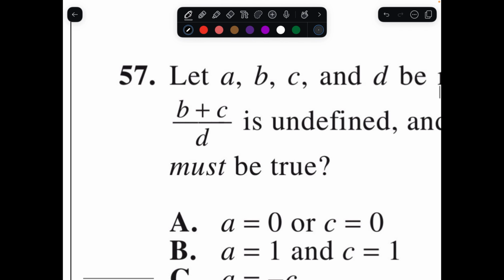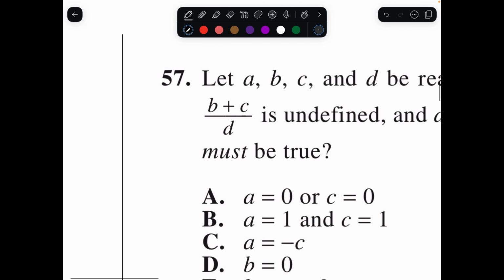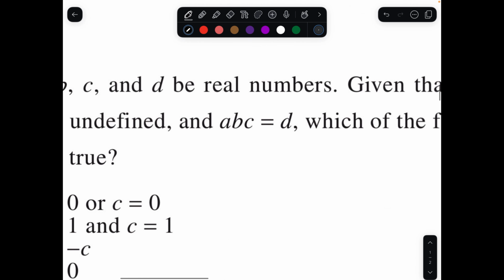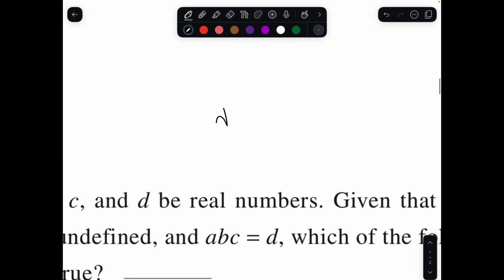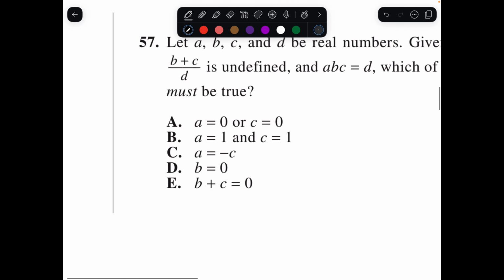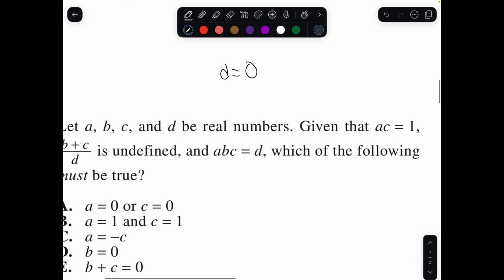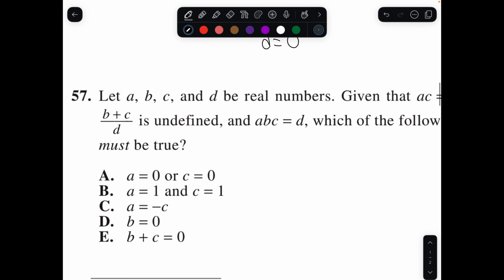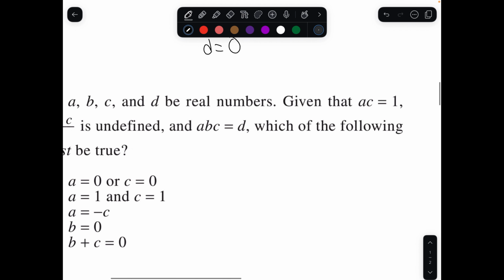In order for this to be undefined, remember, a fraction is undefined when the denominator is equal to 0. So in this case, d has to equal 0, right? So that's one thing we know. That's not in the answer choice, so let's keep trying to figure out what a, b, or c have to be. Next thing is that they've given us ac equals 1. And they've also given us that abc equals d, right?